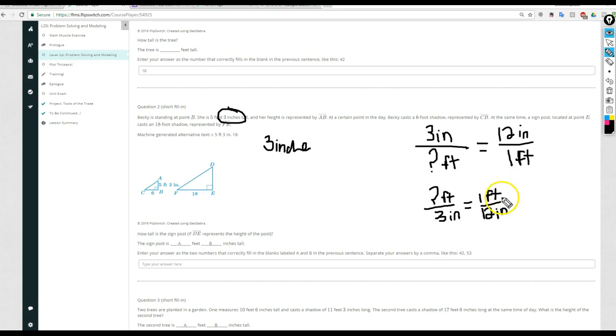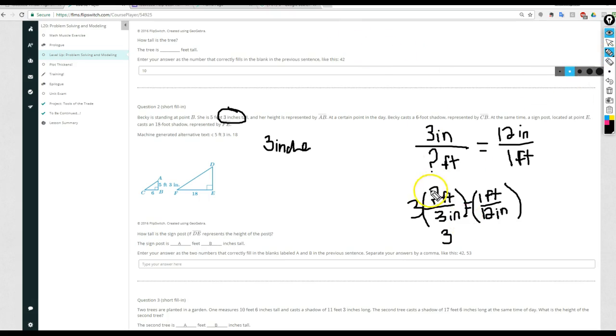So if you notice, since I have 1 divided by 12, those are just numbers, and I have an unknown divided by 3. In order to move 3 to the other side, I'm going to multiply by 3 on both sides. So I have 3 times an unknown divided by 3.